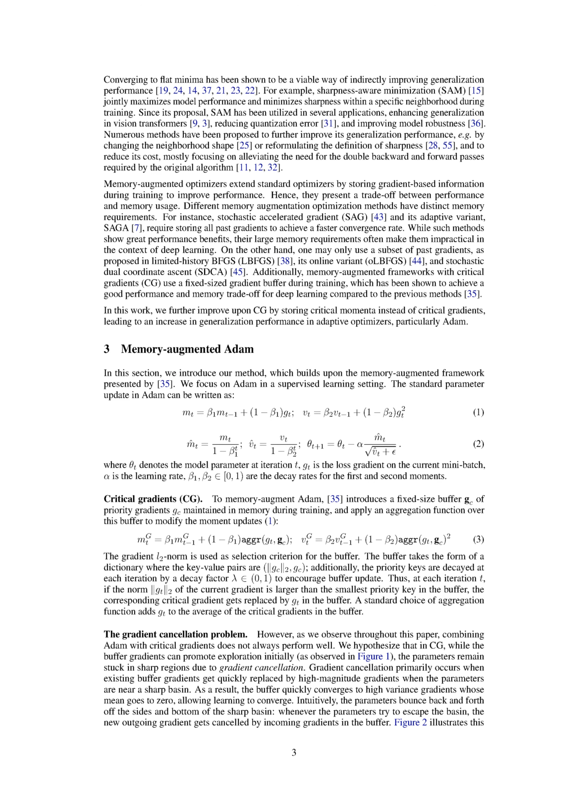Section Summary. In this section, the authors introduce a method called Memory-Augmented ADAM, which extends the ADAM optimization algorithm by incorporating a memory buffer of critical gradients. The buffer is updated based on a selection criterion and an aggregation function. However, the authors observe that combining ADAM with critical gradients can lead to the problem of gradient cancellation, where the buffer quickly converges to high-variance gradients that cancel out the new gradients, preventing learning from progressing effectively.